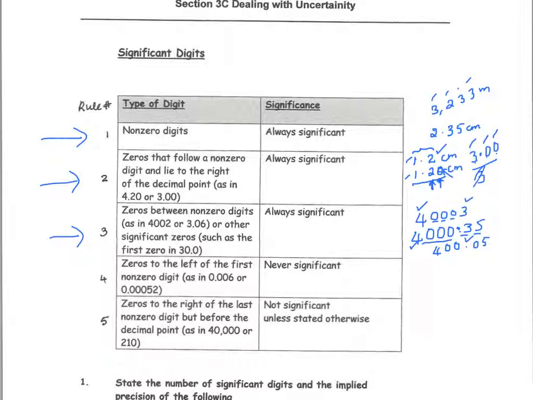Now, what if you have 400.05? These zeros are significant because the zero here is significant. So this is a significant number, all zeros between two significant numbers are significant. Zeros to the left of the first non-zero digit are never significant.